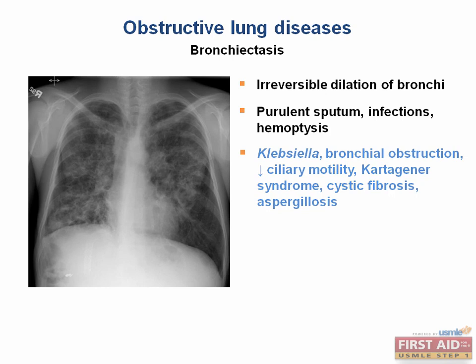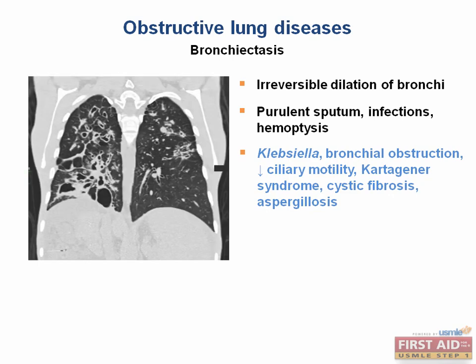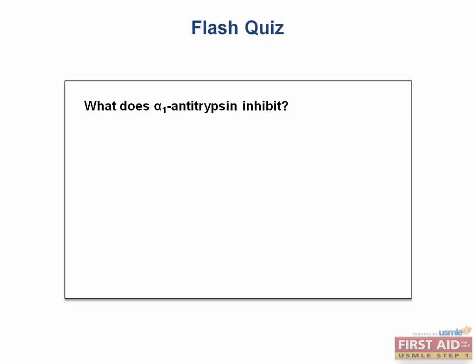Here's a chest x-ray of a cystic fibrosis patient with bronchiectasis. You can see scarring and mucoid impaction. Note that he has a relative sparing of the left lower lobe. Now this is a coronal CT in a patient with recurrent and chronic pneumonia. You can clearly see the dilated bronchi, especially on the right side.